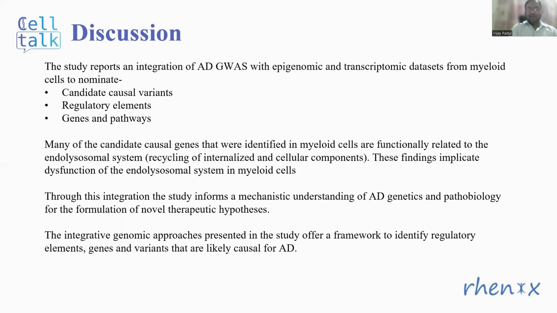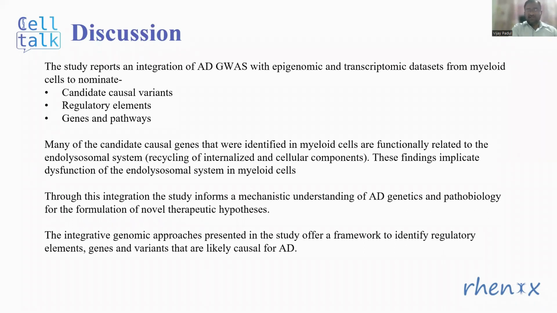Then many of the candidate causal genes that were identified in myeloid cells are functionally related to the endolysosomal system. This endolysosomal system is important in the integration of the unused cellular material and recycling it. So these results indicate that that activity is getting affected in the interaction of myeloid cells and Alzheimer's disease risk alleles. Now, through this integration, the study informs a mechanistic understanding of Alzheimer's disease genetics and pathobiology for the formulation of novel therapeutic hypotheses.